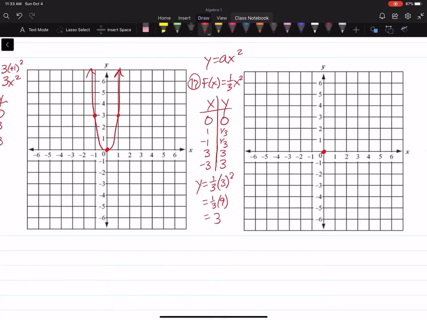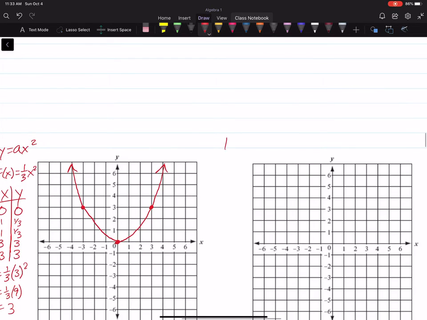Like I said, I'm not even going to graph that one. I'll do 3 and 3, and negative 3 and 3. And as you can tell, this graph is a little wider because my A was less than 1. Okay? So, there is our graph.